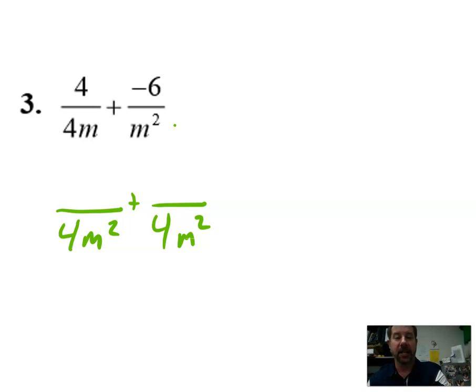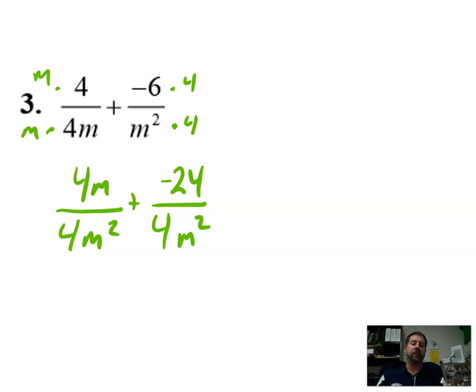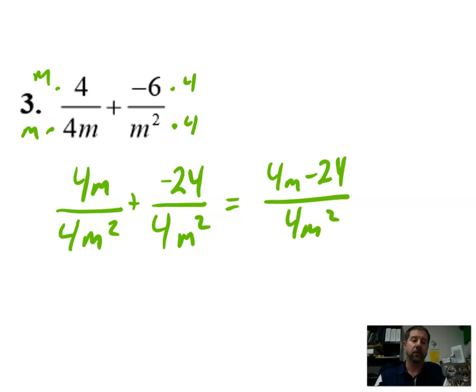So this fraction here, I'd have to multiply by 4. And this fraction here, I'd have to multiply by an m to give me m squared. So I'd have 4m squared and 4m squared. Okay. On top of this, we get 4m. On top of this, we're going to get negative 24. And now, because the denominators are the same, I can put it all over 4m squared and 4m minus 24. All right. And like we talked about, once you get here, now try to factor. See if you can kill stuff off. In this case, I can do some factoring, and I can pull out a 4 from the top.